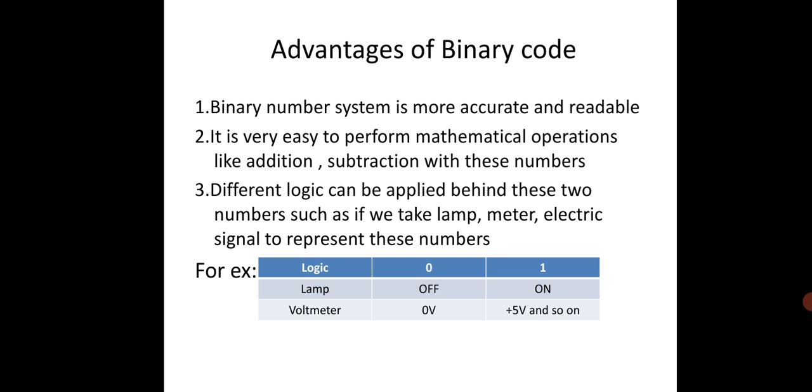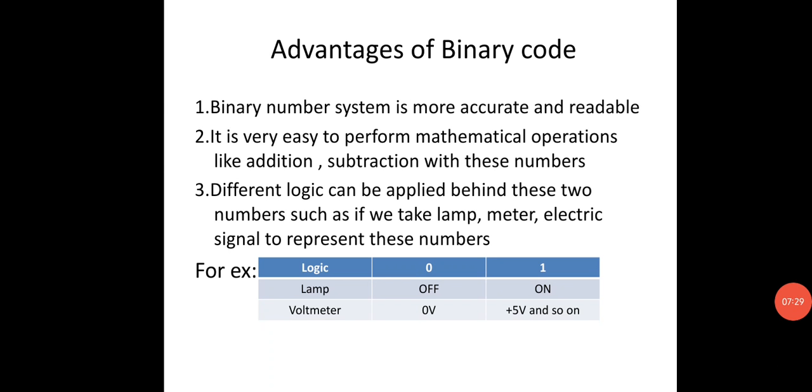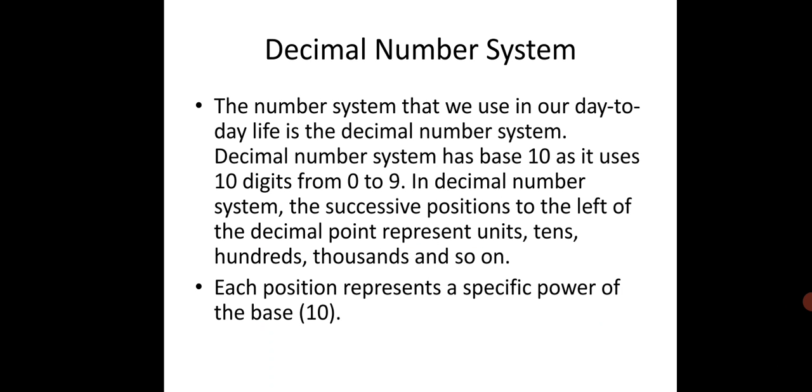Conversion of binary to decimal and decimal to binary is also easy and interconvertible. These all were the advantages of the binary code. Now we will see the decimal number system.